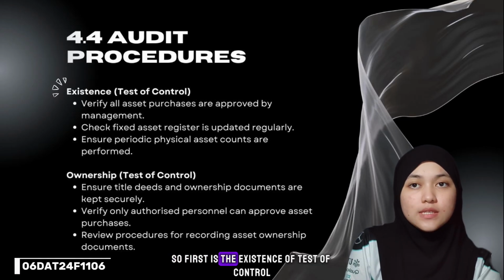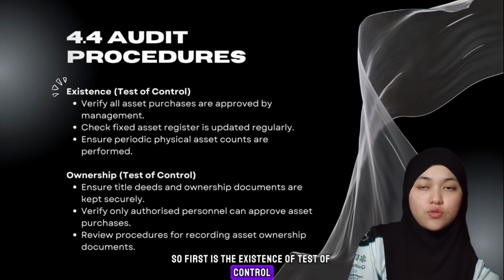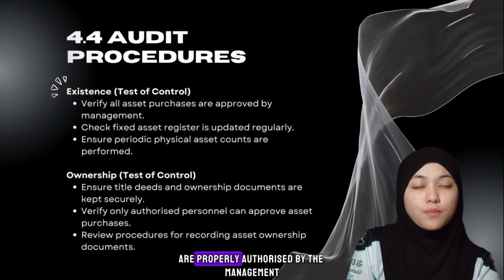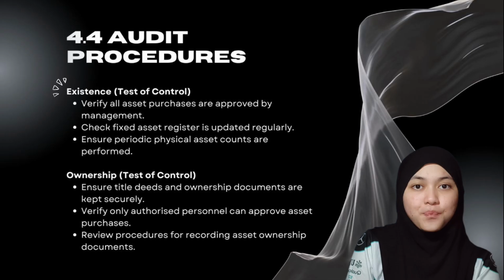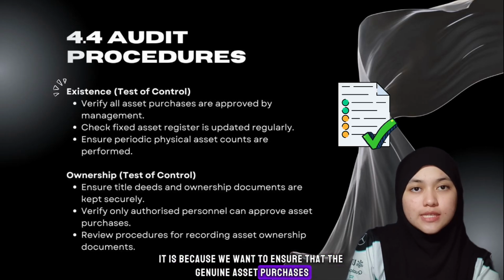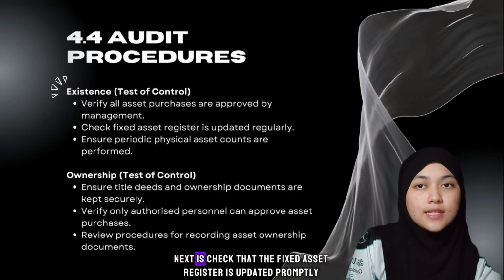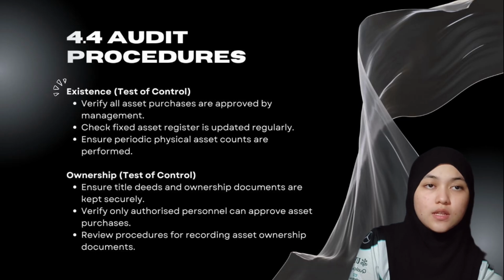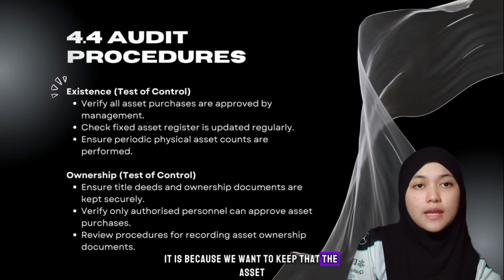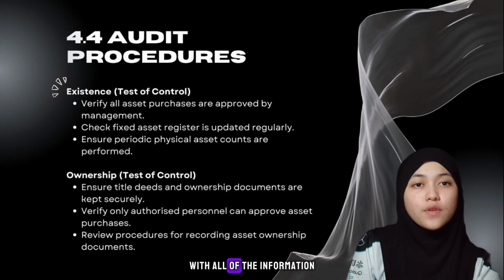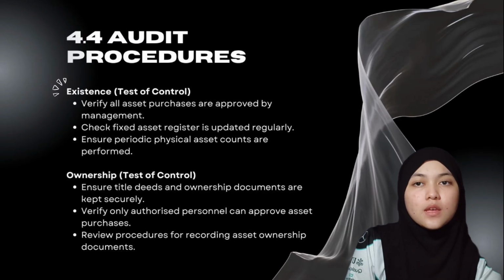So first is the existence test of control. First, we can verify that all of the assets are properly authorized by the management. It is because we want to ensure that the genuine asset purchases are recorded. Next is to check that the fixed asset register is updated properly after asset acquisition and disposal. It is because we want to keep the asset records accurate and complete with all of the information.